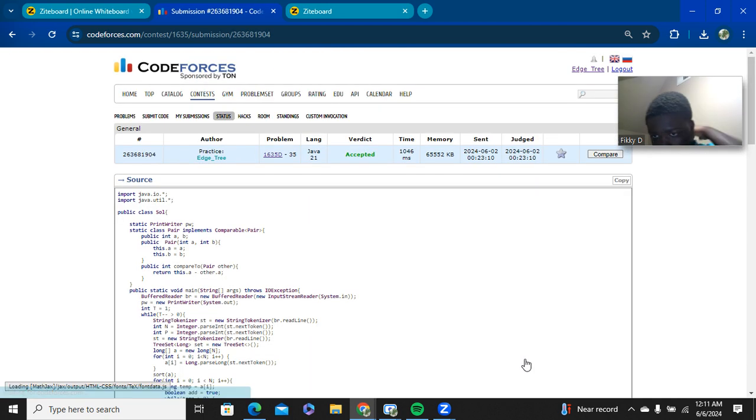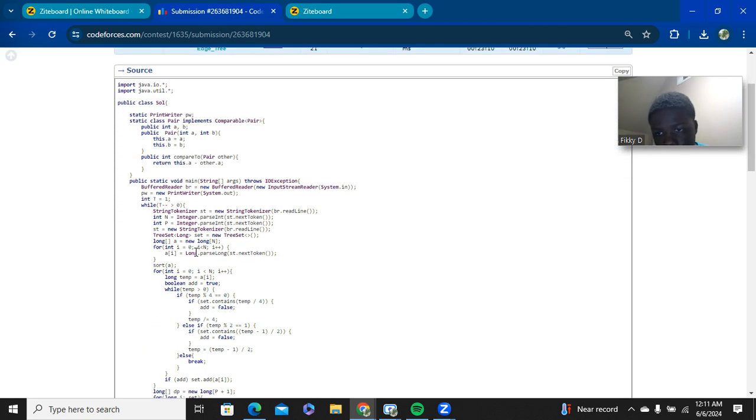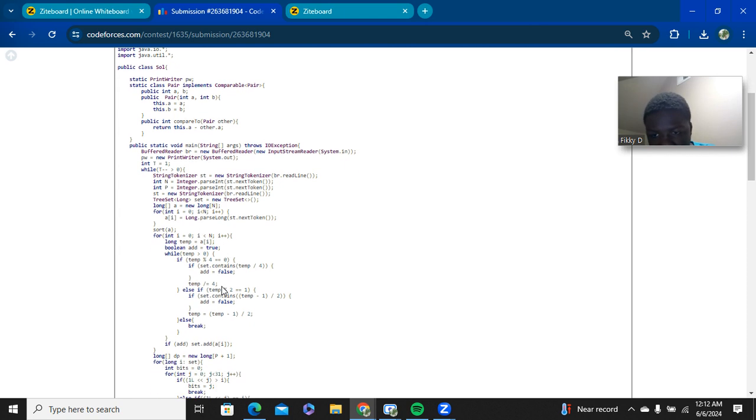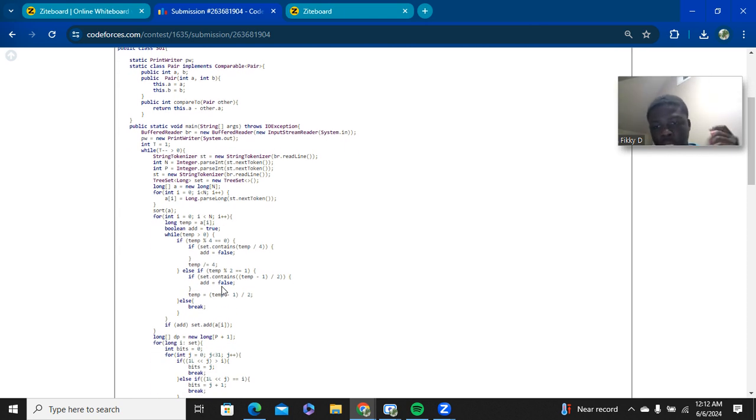So let's take you to the code. We're going to take A and sort it from least to greatest. Then we go from least to greatest, and we say while temp is greater than 0, because you don't want to keep dividing infinitely. If it's divisible by 4 and the set contains that number divided by 4, then we don't need it, so we're not going to add it. If it's an odd number, and we subtract 1 and cut it by 2, and it's in the set, we still don't need it.